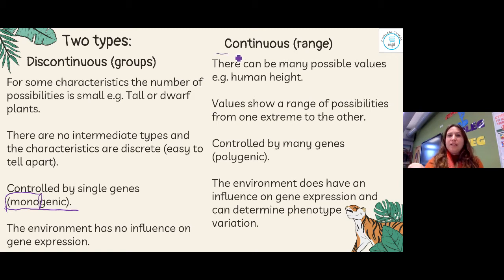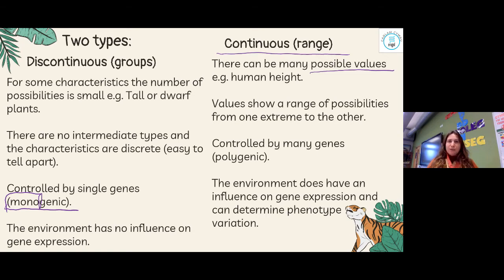And then we go to our continuous variation, which is where you see a sort of range of results. Okay, so I've written here, there can be many possible values. So human height between both extremes, you'll see on my second point, which is the shortest and the tallest. We could refer to those as the extremes, the furthest away from what we would consider the norm. You'll see in a moment we talk about mean, mode, etc. So the values show a range of possibilities from one end of the spectrum to the other.